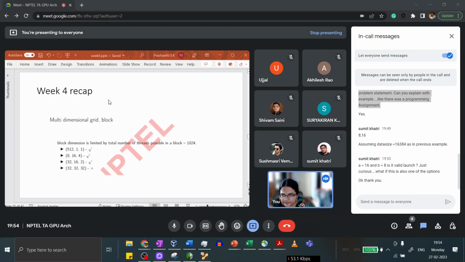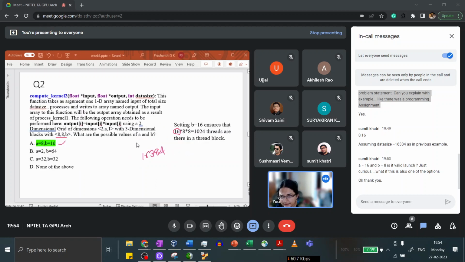Yeah, so we just used this to get the answer. The block dimension is limited by the total number of threads possible. So you have a few examples here where you multiply all three and see if it's within 1024, right? So that's what we did in this question. But additionally, if there are different options which add B equal to 16, you should also do what I spoke to you about, where you multiply both of them and check if the total number of threads corresponds to the data size. Is this clear?